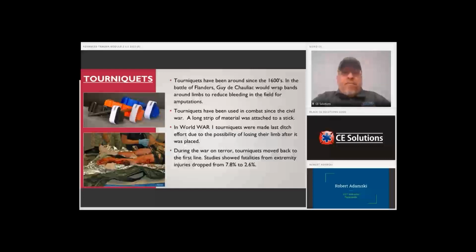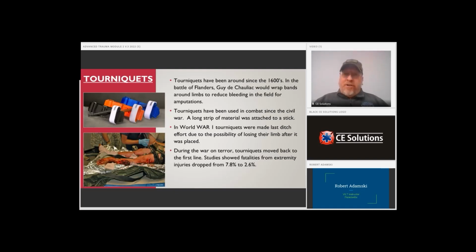Our next treatment modality we're going to talk about is the use of tourniquets. And, just some cool factoids and a little bit of history about tourniquets. The actual first recorded use of tourniquets in medical literature was from 600 BC in India. That's pretty cool.